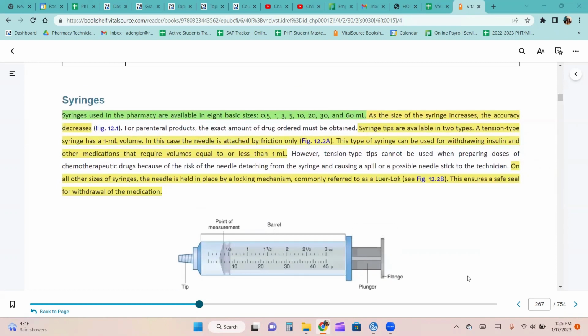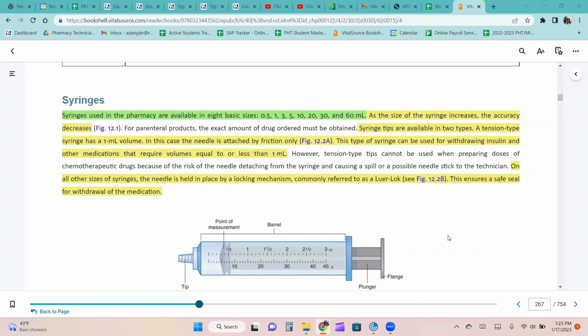Syringe tips are available in 2 types. A tension type syringe has a 1 ml volume. In this case, the needle is attached by friction only. This type of syringe can be used for withdrawing insulin and other medications that require volumes equal to or less than 1 ml.